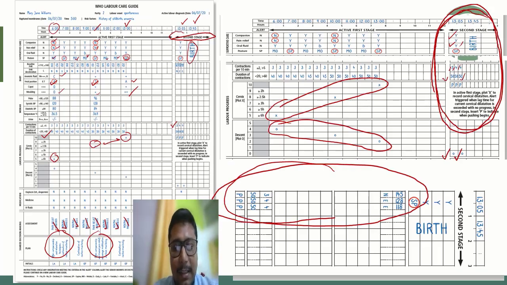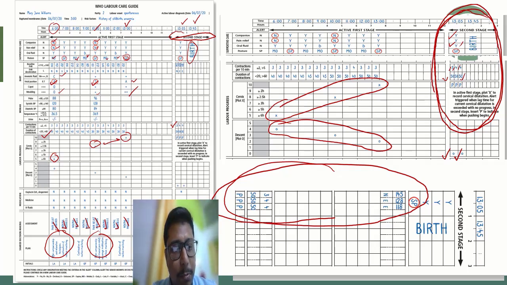So we'll see an example of a plotted chart. Here you can see companion was not there, but at other points companions are there. So the alert signs are marked with a red circle. Here pain relief was not given, at other points pain relief was given. So those are not marked. Y means yes, it was given, and N means no. So N is a risk factor, so it is put with red circles.